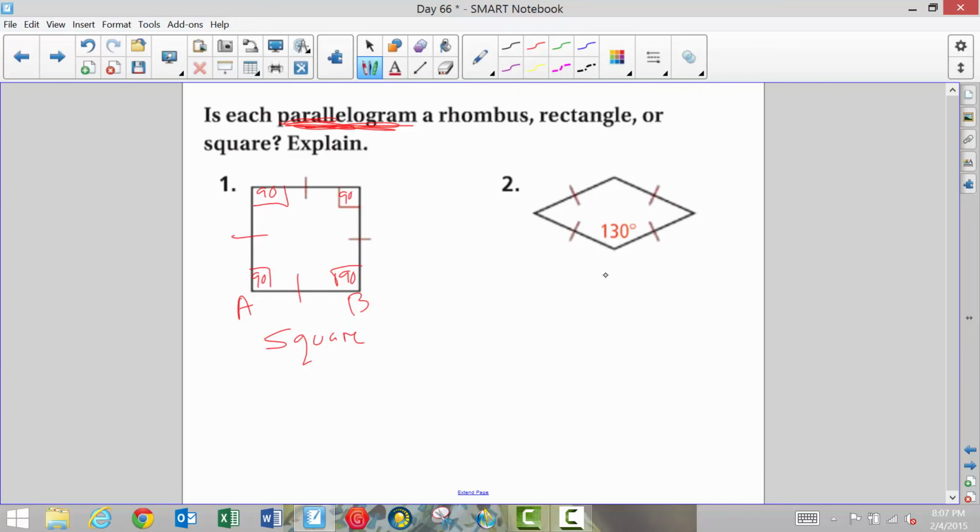Number 2, it's a parallelogram with all sides equal. That's all I know. It can't be a square because if this is 130, I know that this is 130 and this is 50 and 50. So I know that all angles are not 90 degrees. It's not a rectangle, it's not a square. Since all sides are congruent, this one is a rhombus. So don't forget properties of a parallelogram. Opposite angles are equal. Consecutive angles are supplementary.